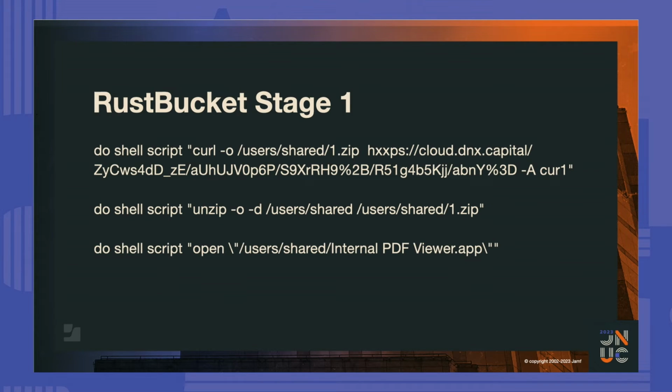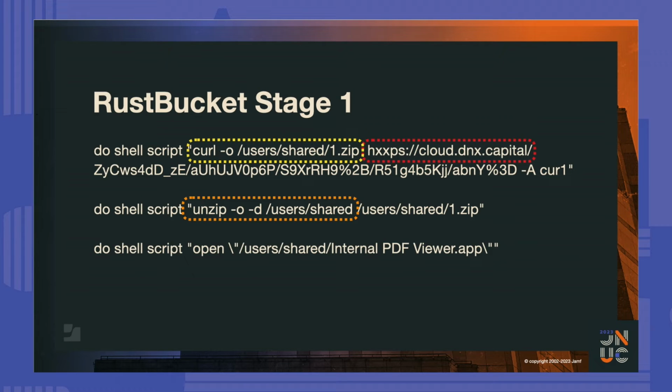So it calls a number of do shell script commands, which essentially reach out to bash and execute a number of things. First we have execution of curl, which is what we were looking for in our compiled AppleScript. It's writing to the user's shared directory a file called 1.zip, and it's reaching out to a domain called clouddnx.capital. And then it unzips this zip file into the same directory.